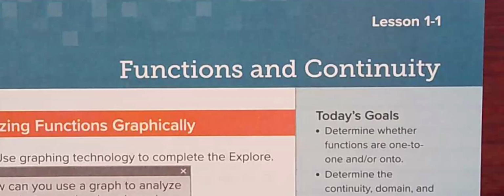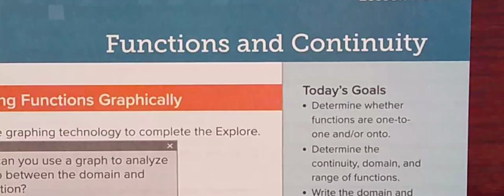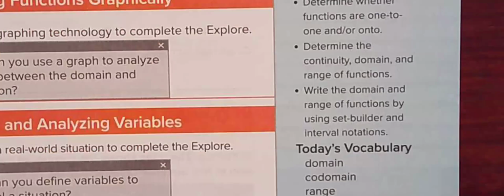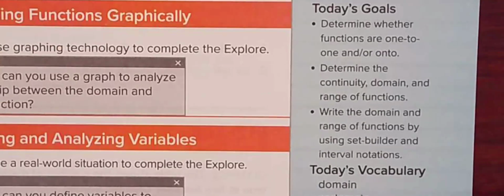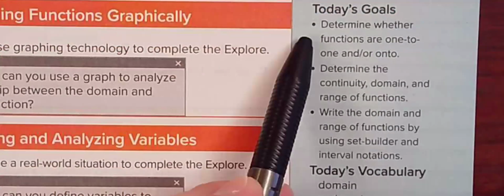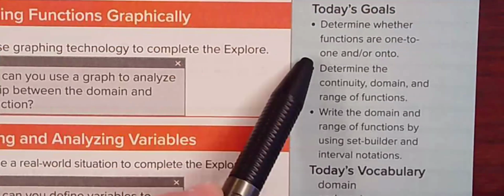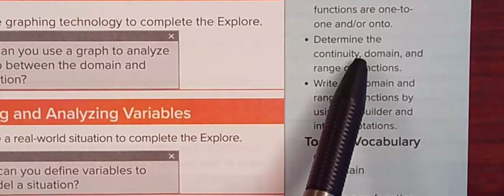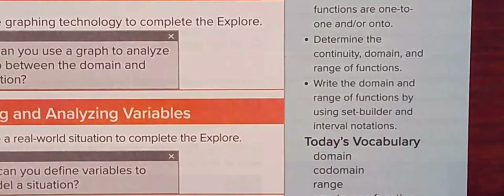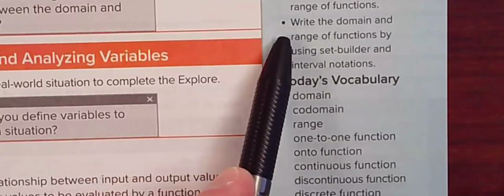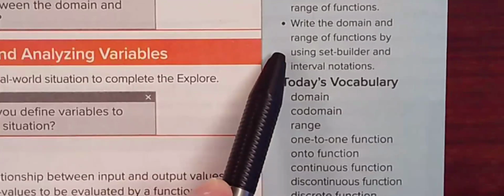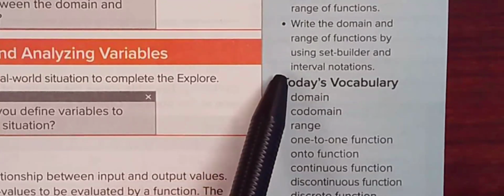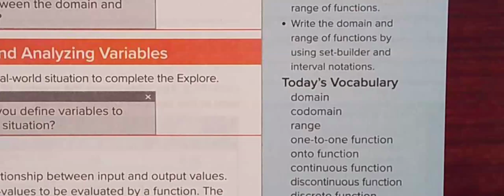Okay, we're good. Nice. So getting started here, we're going to be exploring functions of continuity today and tomorrow. So the goals for today: we're going to determine whether functions are one-to-one and or onto. We're also going to determine if they're functions. We're going to determine the continuity, domain, and range of the functions. We're going to be able to write the domain and the range of functions using different notations, using set builder and interval notations. And then we've got a lot of vocab as well.